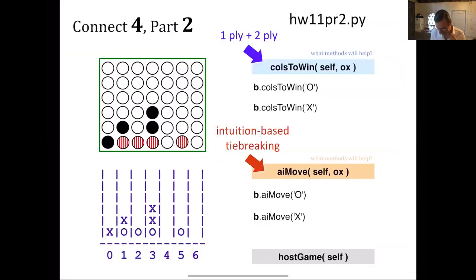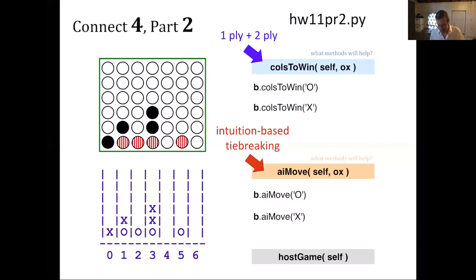All right, back to Connect Four. Your next homework assignment is to start to try to program an intelligent computer Connect Four player. And again, the way it's going to work is by looking at some number of moves ahead. So you're going to program two different methods that are going to be very important. The calls to win method, which is going to identify which column is a winning column for a given player.